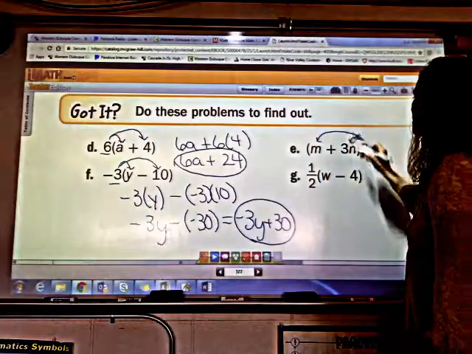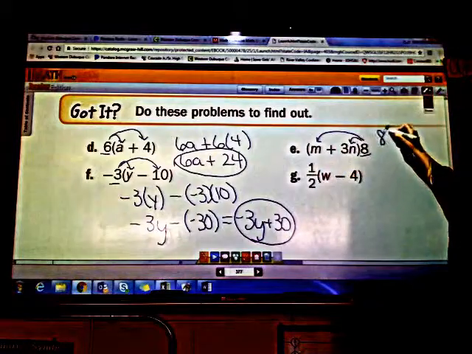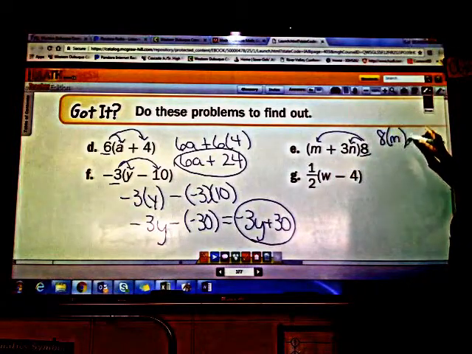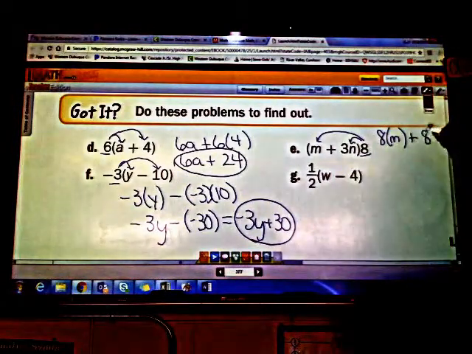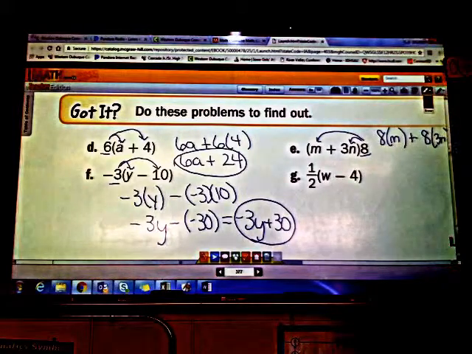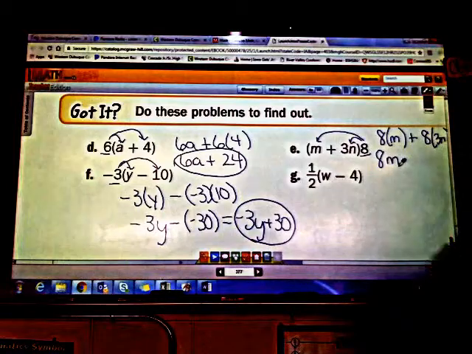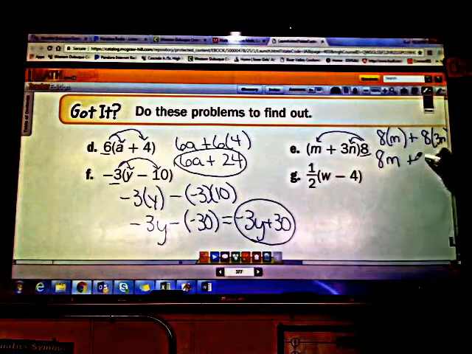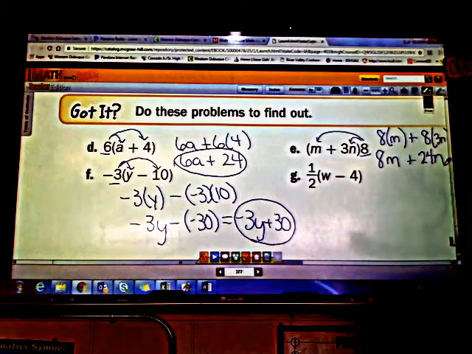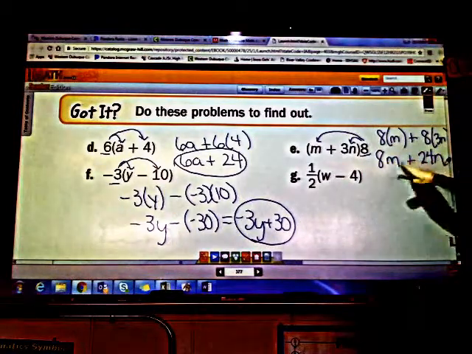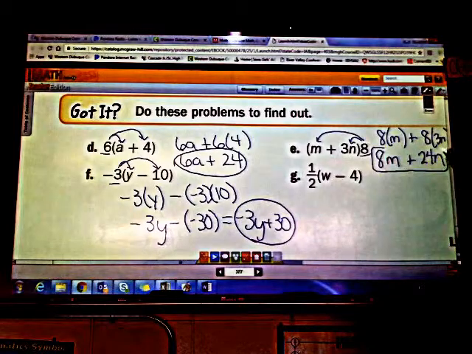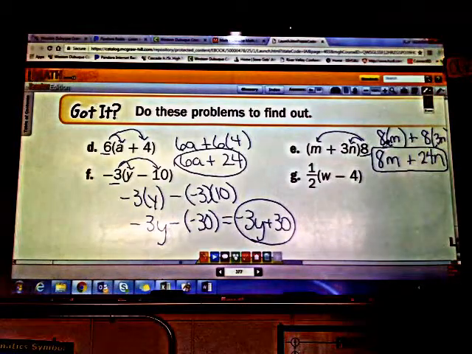As I take a look at letter E, 8 is on the outside, so that's going to be distributed into both terms. So 8 times m plus 8 times 3n. So 8 times m is going to give me 8m plus 8 times 3 would be 24, and then n. I can't simplify anymore. I can't combine those because one has an m and one has an n, so we have to leave that.